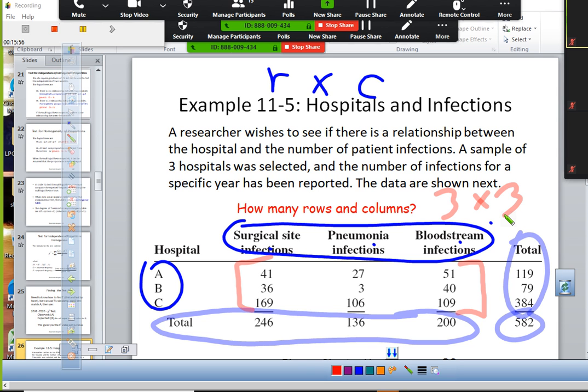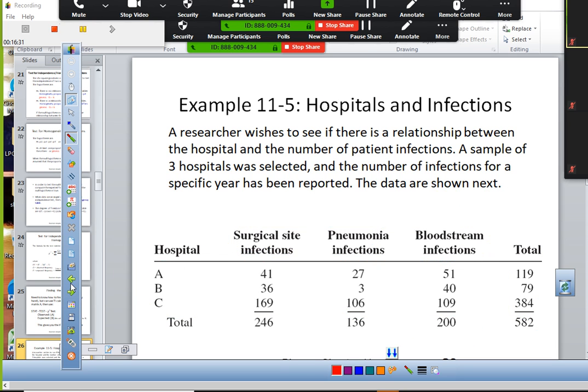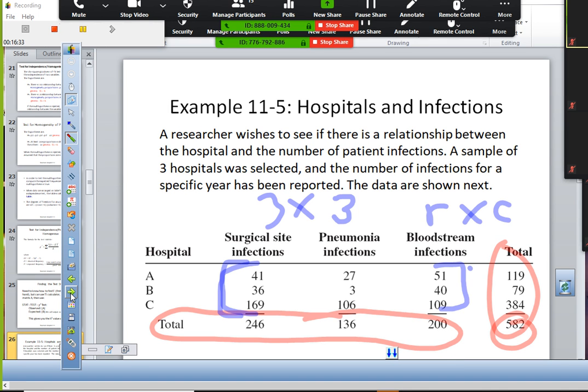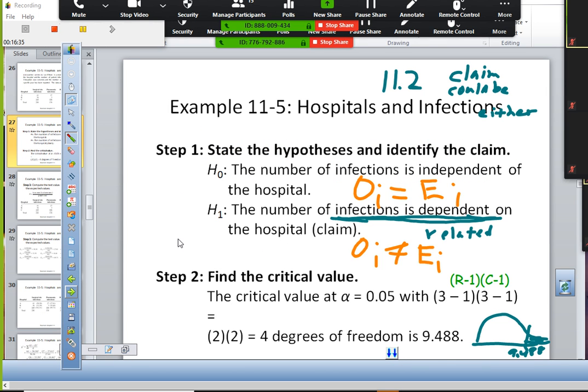At any rate, RC. So row, then column. So 3 rows, 3 columns. So here's our first one.